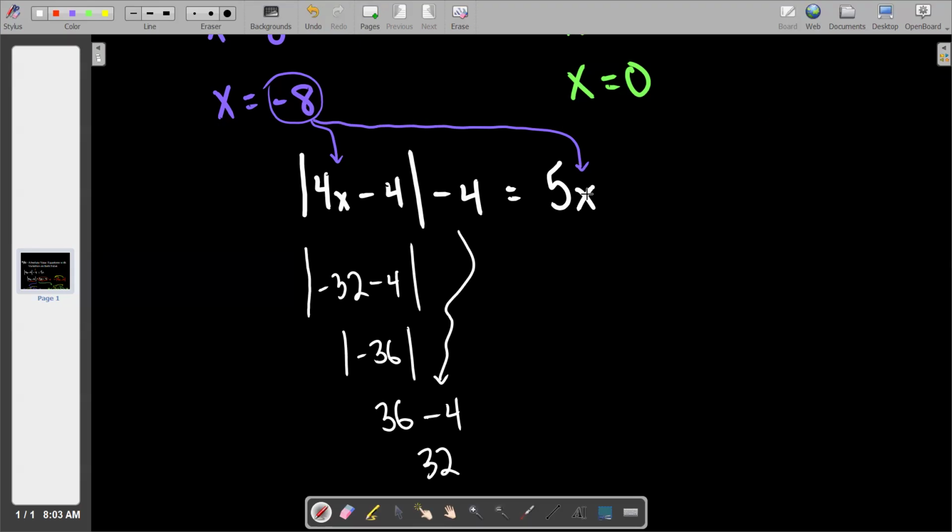And you can clearly, I hope clearly see that if we follow the longer purple arrow and we put -8 in the right-hand side, what's 5 times -8? And 32 clearly does not equal -40. Therefore, even though we discovered it and we didn't do anything wrong, -8 is not an actual solution.